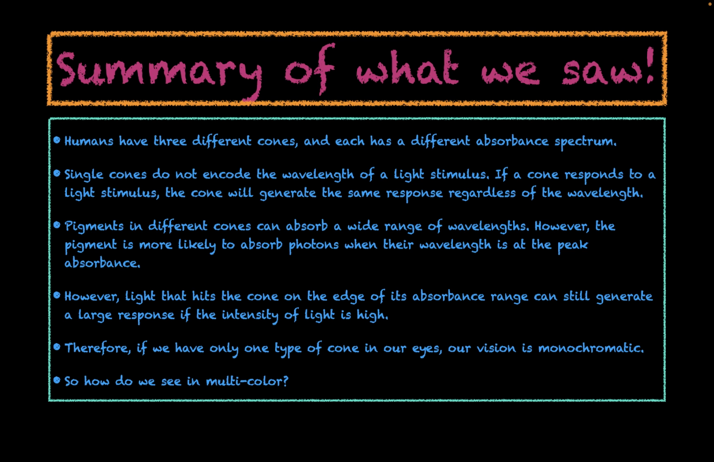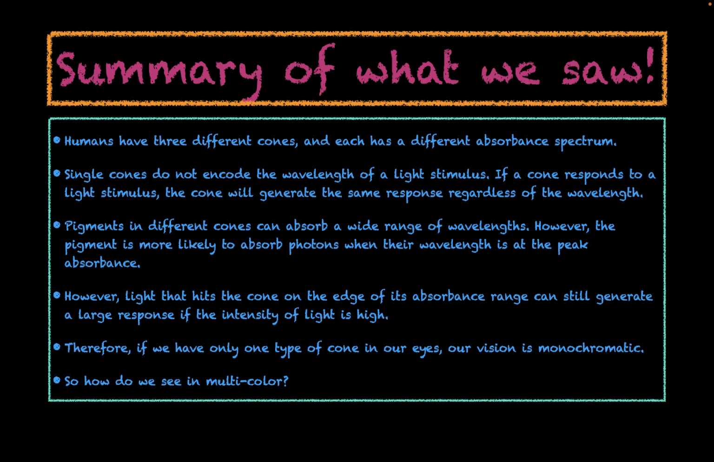So these cone cells can absorb light from a wide range of wavelengths, which means that they can absorb light from many different colors. And it's because of this that a single cone cell is not able to determine what wavelength we're actually seeing. However, light that hits the cone on the edge of its absorbance range can still generate a large response if the intensity of light is high. So in other words, even if there is a very low probability of a cone cell absorbing a particular wavelength of light, it can still generate a very large signal if the intensity of that light is very high.